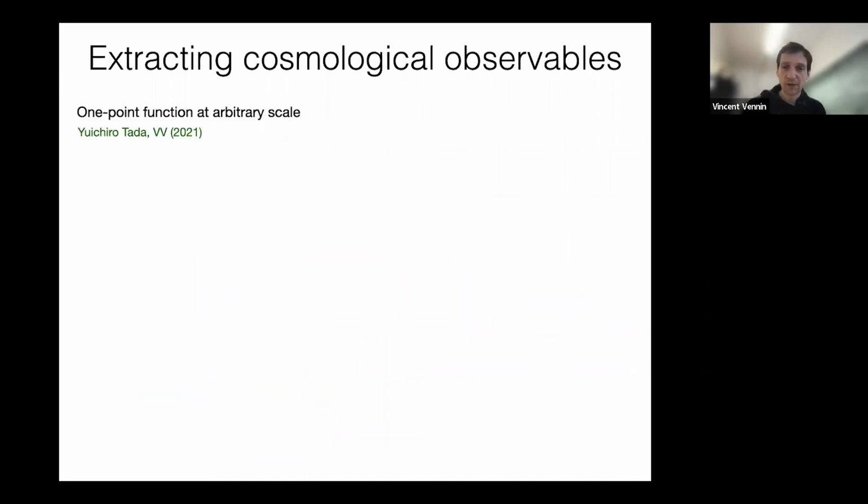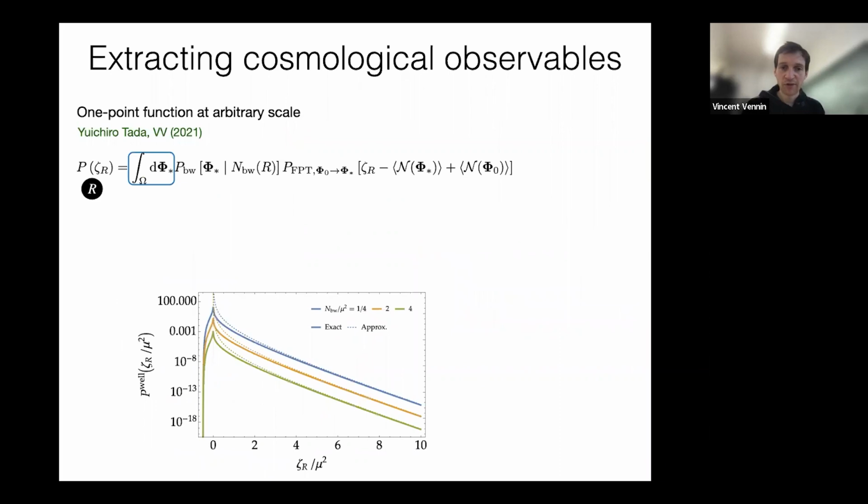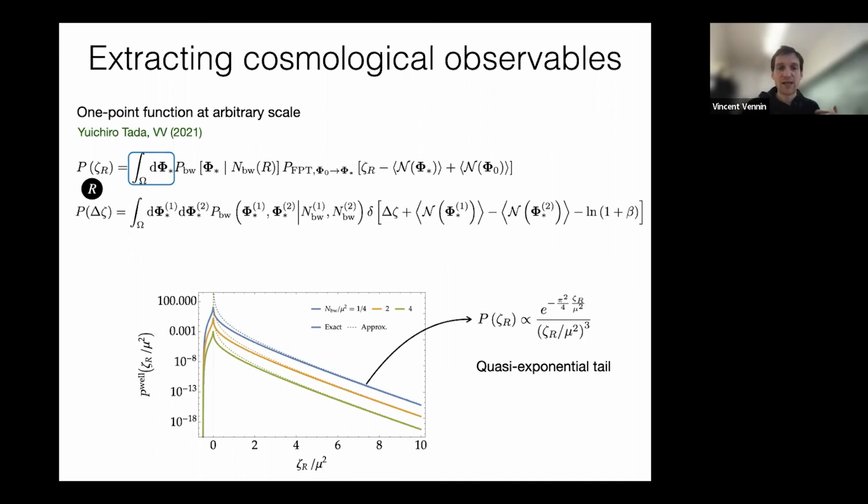Okay, I think my time is almost over. I just very quickly advertise this recent paper with Yuichiro Tada, in which we did a careful analysis of the abundance of primordial black holes in the stochastic delta-N formalism. So starting from the statistics of the first passage time, we explain how we can extract the statistics of the density contrast as well as of the compaction function.